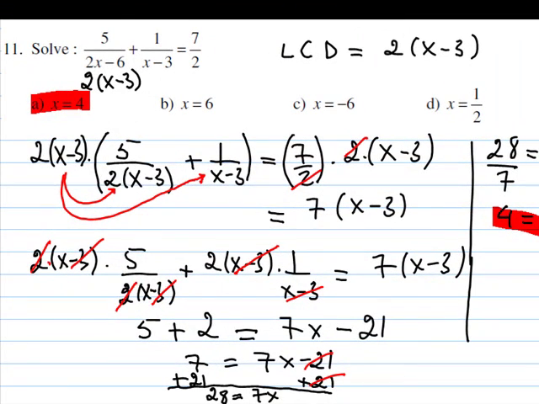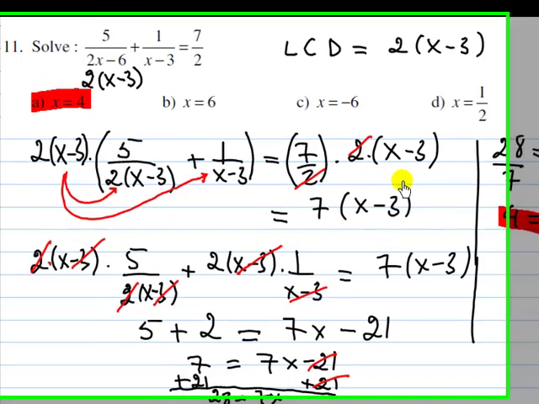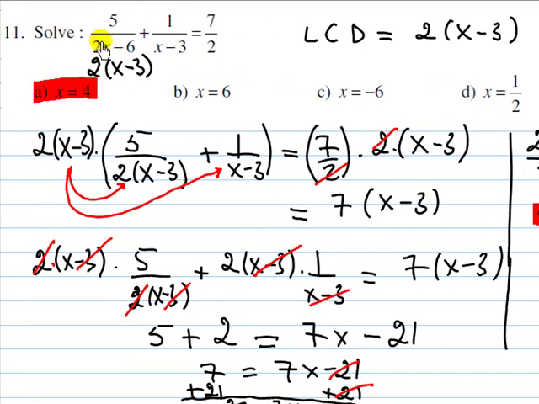Pay attention. Since we have a rational equation, it's important to take this number, x equals 4, and plug it into our equation and see if we get 0 in a denominator. If we plug this 4 in this denominator and we get 0, it will not be defined. But in this case, we are okay. If we check, 2 times 4 minus 6 is not 0. 4 minus 3 is not 0. So we are okay.